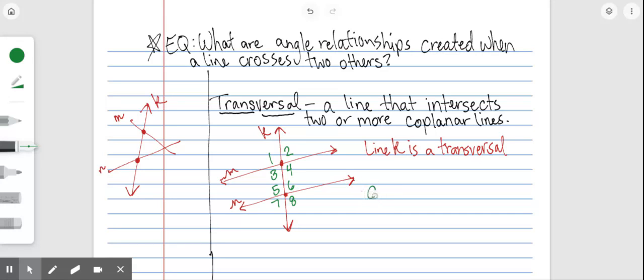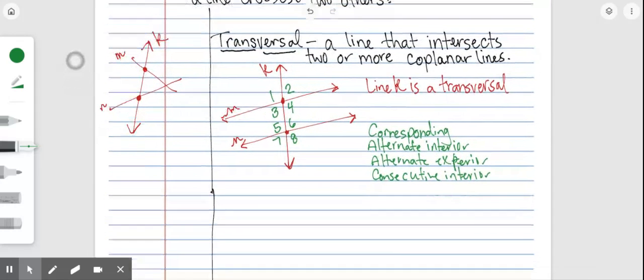So there are things called corresponding angles. There are things called alternate interior angles. There are things called alternate exterior. And there are things called consecutive interior. And I guess you could say consecutive exterior also. Okay, so we're going to define them one at a time. We're going to start with corresponding angles.